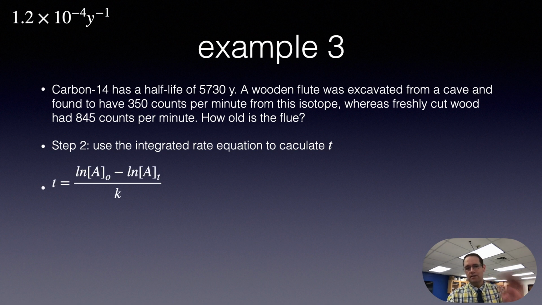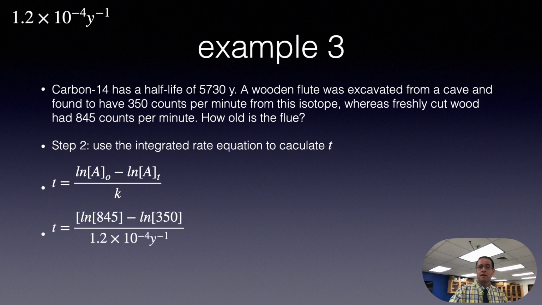So once again, time is equal to this equation here that you saw in example 2. We plug in our values, okay? The counts per minute is a source of radioactivity. It's a concentration, or it's grams. Either of those quantities work well in this equation. When you do this, you find the age of the wooden flute, 7,345 years.